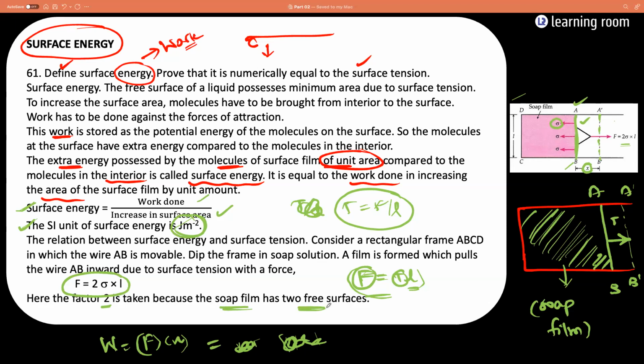I want everybody to make a note of this because based on this, there is another concept called excess pressure inside a soap bubble, and excess pressure inside a water drop. At that point, we need to use this concept. So please be careful. Is this clear? So F is equal to 2T into L.